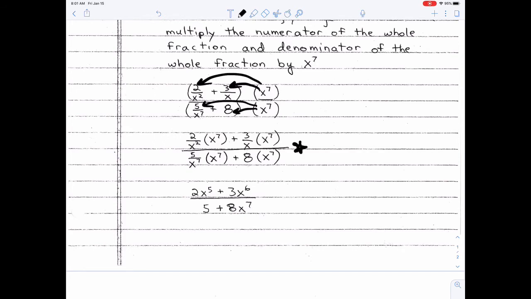So here the x to the 2nd and the x to the 7th cancel to give you 2x to the 5th. The x and the x to the 7th cancel to give you 2x to the 6th. The x to the 7ths cancel completely, and here nothing cancels. So you get 2x to the 5th, 3x to the 6th, 5, and 8x to the 7th. And that's the basic idea.